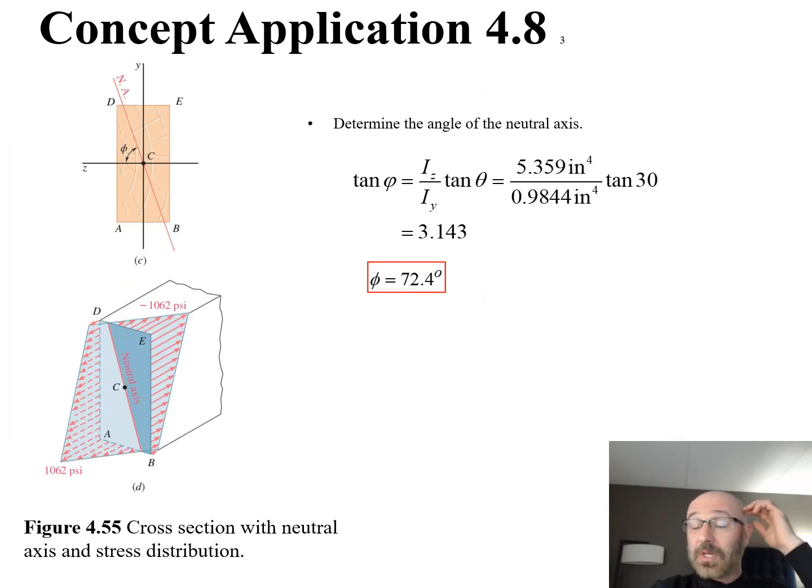So now that we've completed the solution for part A, we move on to part B. We can go back to our setup page. Realize in part B, they asked us to determine the angle of this neutral axis. And for this neutral axis, we already found our governing equation back in our procedure for analysis.